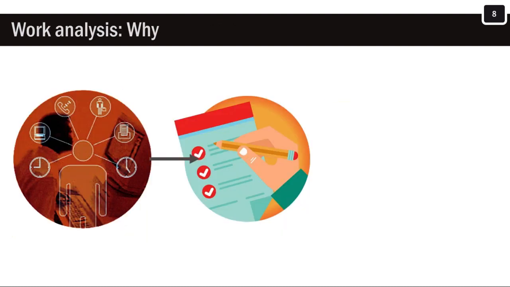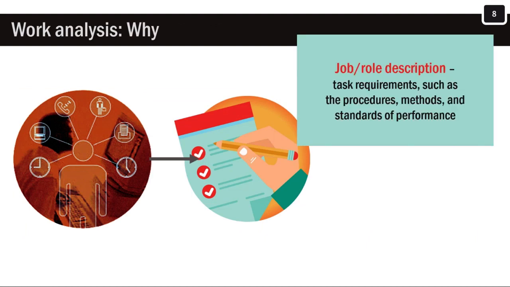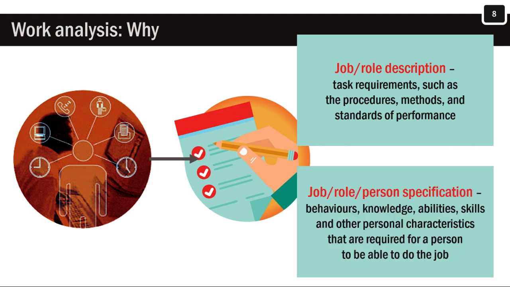Let's start with the why. The standard outcomes of work analysis are job or role description. This defines the job or role in terms of its task requirements, such as the procedures, methods, and standards of performance. And also job or role or person specification. This defines the job or role in terms of behaviors, knowledge, abilities, skills, and other personal characteristics that are required for a person to be able to do the job.